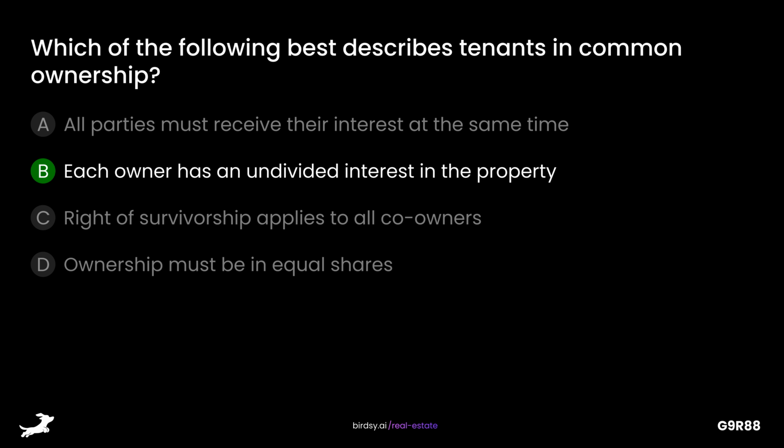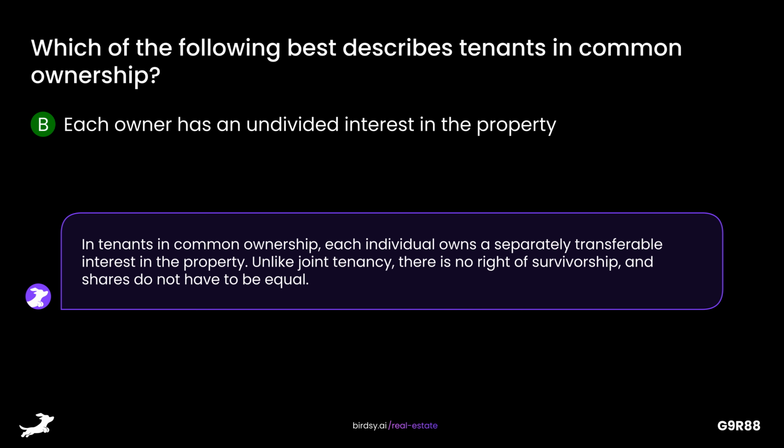The answer is B, each owner has an undivided interest in the property. In tenants in common ownership, each individual owns a separately transferable interest in the property. Unlike joint tenancy, there is no right of survivorship, and shares do not have to be equal.